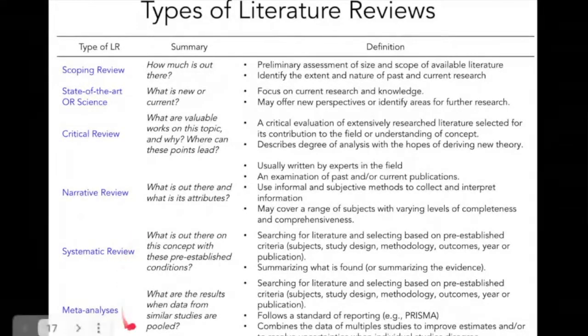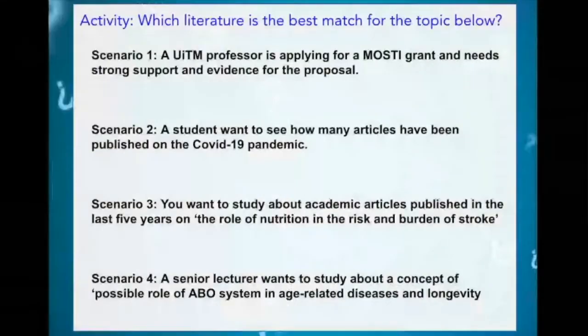And also the meta-analysis is a part of systematic review, but it deals more with the statistical findings of the articles. Okay, so I created this activity to assess maybe your understanding. Which literature review do you think is the best match for the topic below? Scenario 1: a UiTM professor is applying for a MOSTI grant and needs strong support and evidence for the proposal. So basically he wants to construct a proposal. What type of literature review matches his project, his study?